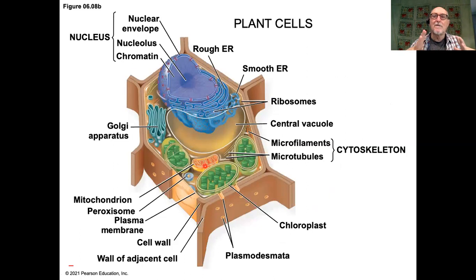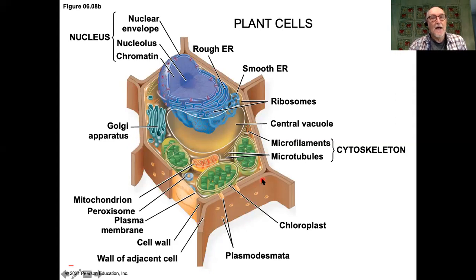The basic form of the cell is the same. It's still got a nucleus, still got endoplasmic reticulum, and everything else we'll see. But look here, it does have mitochondria, but the plant cells also have these. They are the chloroplasts, and they are distinctive for plants because the plants photosynthesize, and the chloroplasts are the green bodies where photosynthesis takes place. In addition, plant cells usually have a cell wall around the outside.